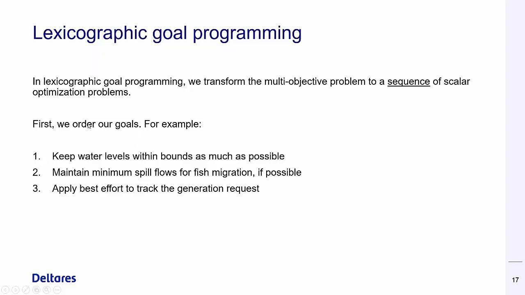So first we order them. The most important comes first: keep the water levels within bounds as much as possible. Second, maintain a minimum spill flow for fish migration, if possible. And third, best effort to track the generation request.